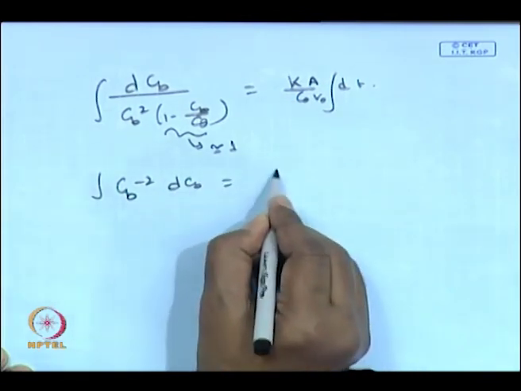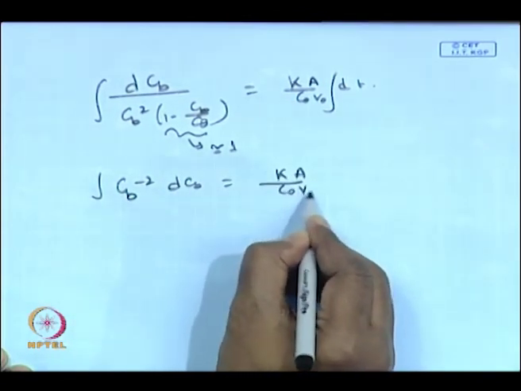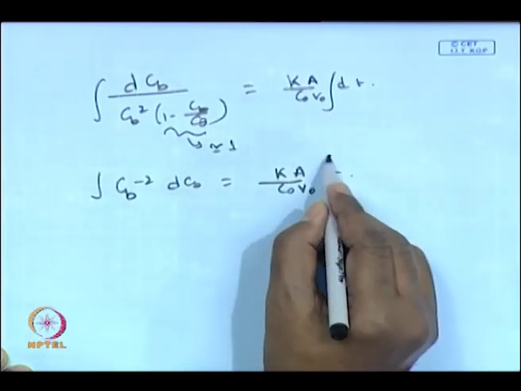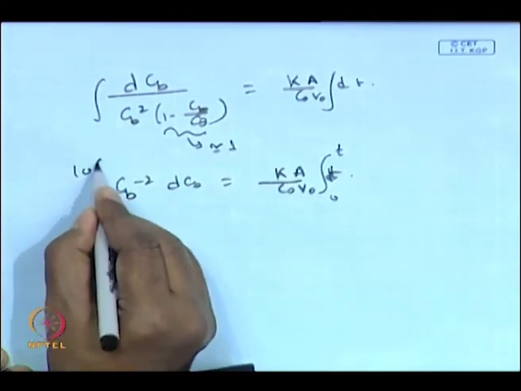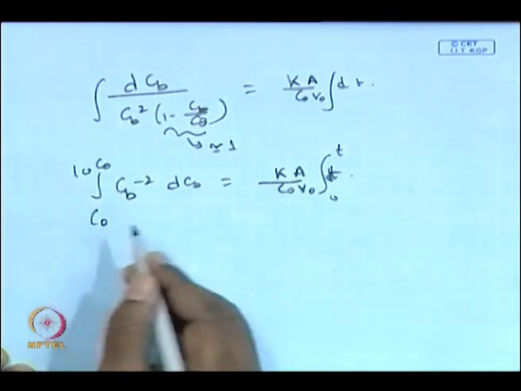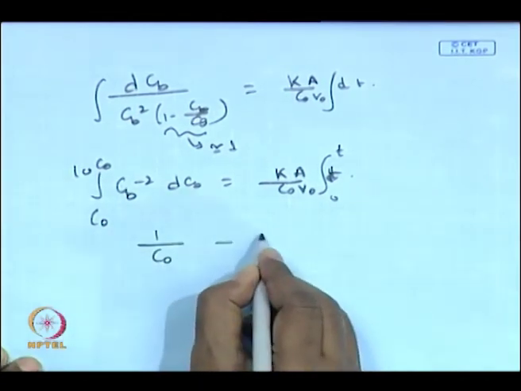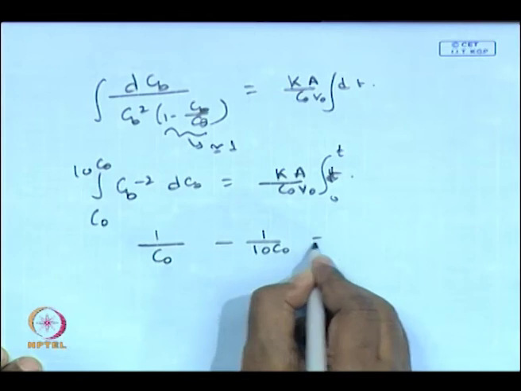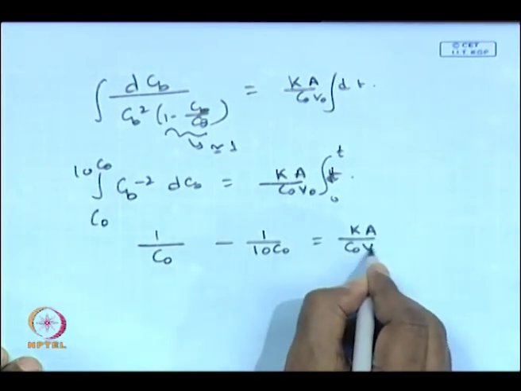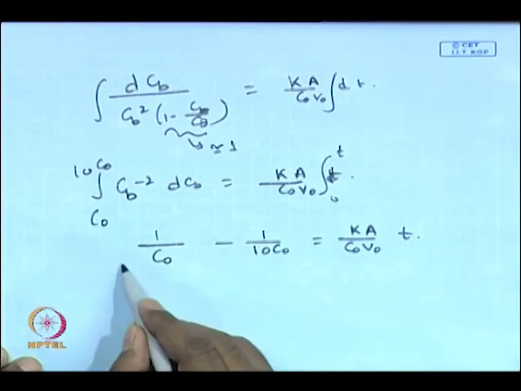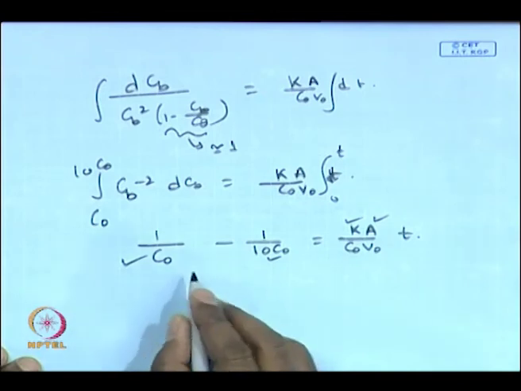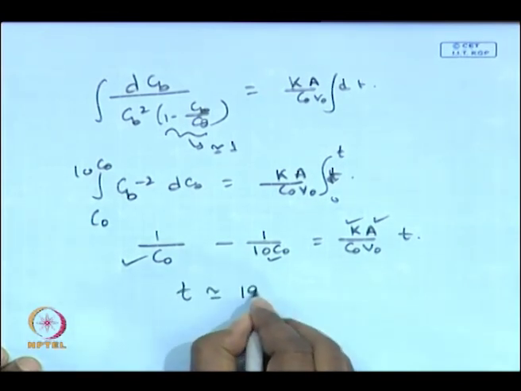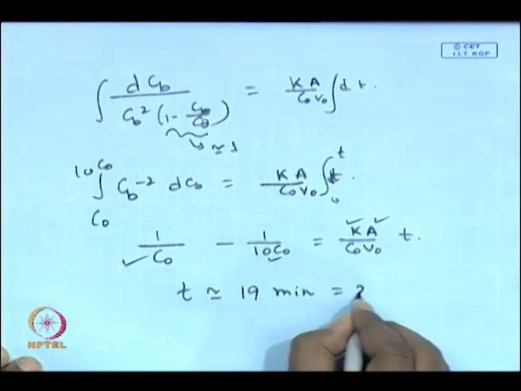So, this will be nothing but Cb to the power minus 2 dCb equal to K A by C naught V naught times t. So, it will be from 0 to t, and this will be from C naught to 10 times C naught, right. So, it gives an expression something like this, 1 by C naught minus 1 by 10 C naught is equal to K A by C naught V naught times t. Everything will be known, C naught is known, K is known, A is known, V naught is known, and you can estimate the value of t, and this t turns out to be around 19 minutes, let us say 20 minutes.